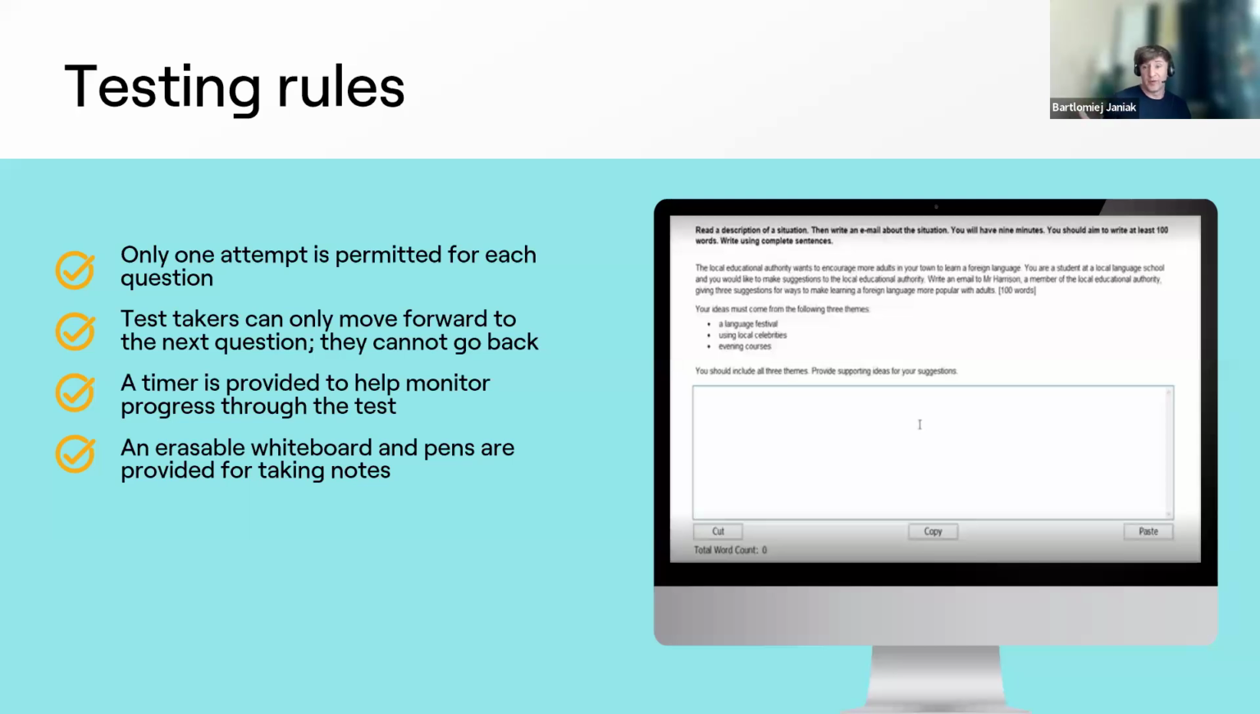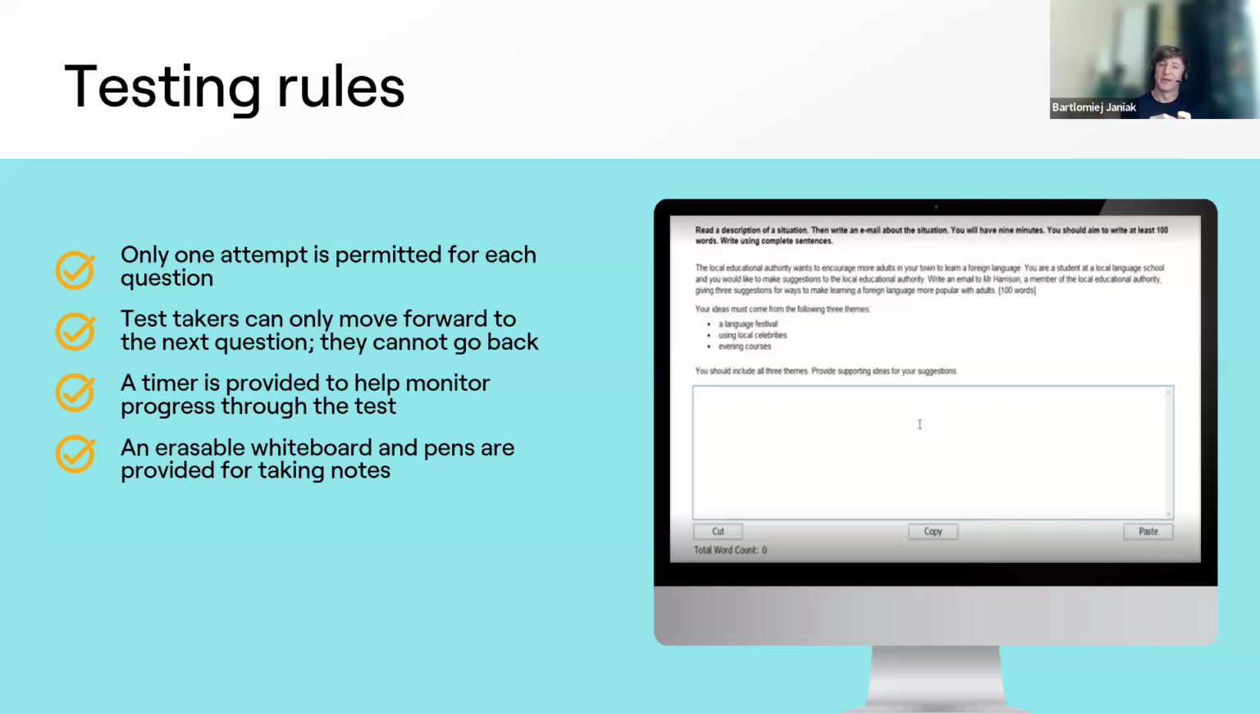You can only move forward. Of course, when you do something like an email or some writing, you can edit the text, or work with the text according to the time limit. But once you move forwards, you will not be able to go backwards.